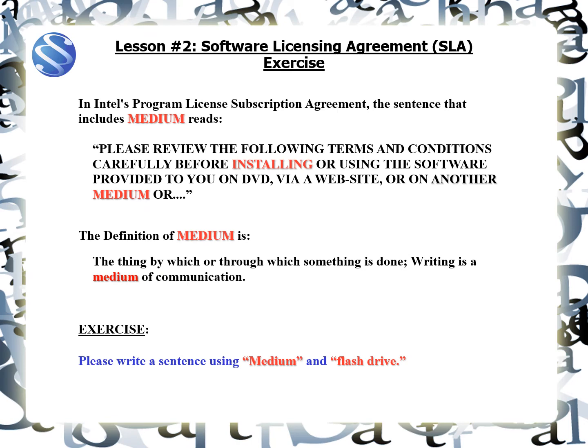Very good. Now let's do an exercise for medium. In Intel's Program License Subscription Agreement, the sentence that includes a medium reads, please review the following terms and conditions carefully before installing or using the software provided to you on DVD via a website or on another medium. The definition of medium is the thing by which or through which something is done. Writing is a medium of communications. The exercise for medium is please write a sentence using medium and flash drive.